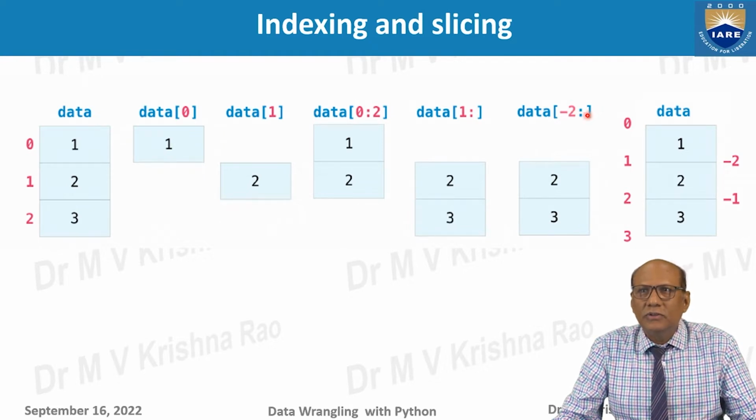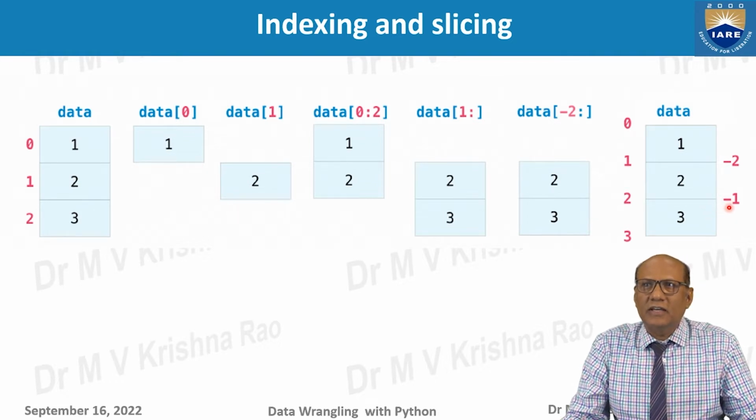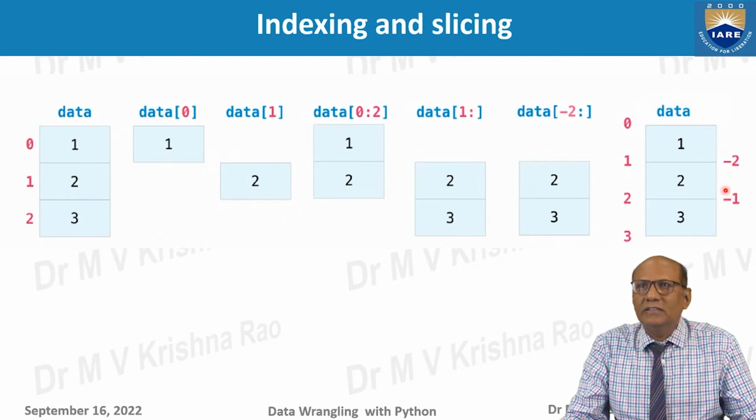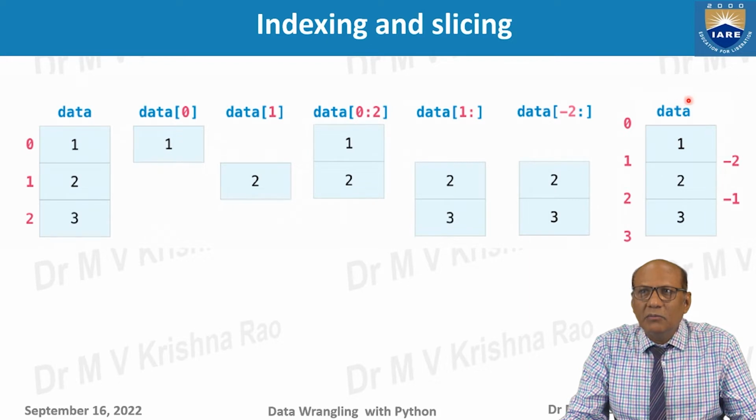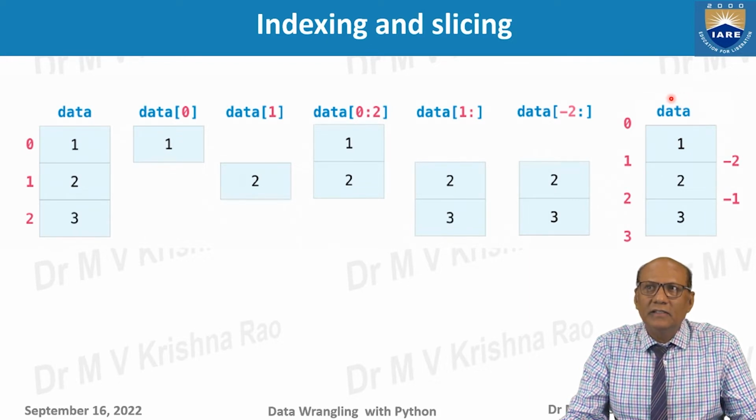So what is minus 2? If you see the notation here, this is the 0th location, this is the first location, this is the second location. Then this second location is nothing but minus 1. The last element is taken as minus 1, and this is minus 2. According to the number line, this is the 0th index, this is the minus 1 index. So basically a minus index is nothing but counting from the last one.